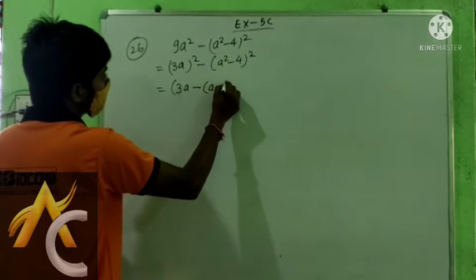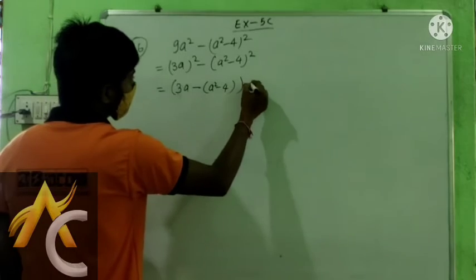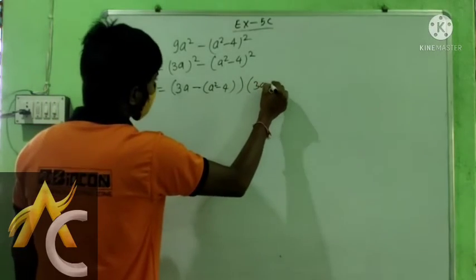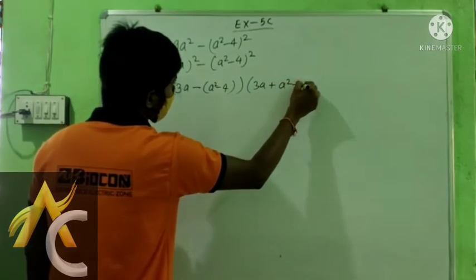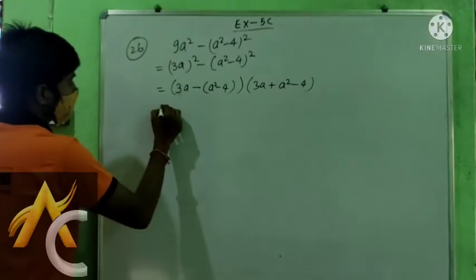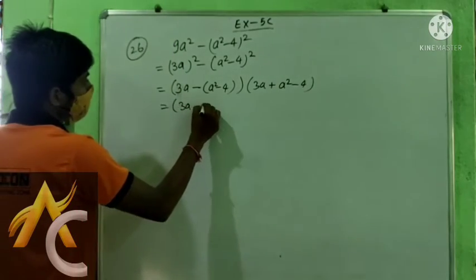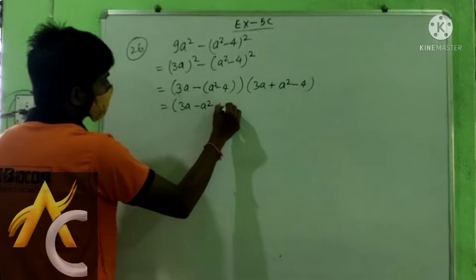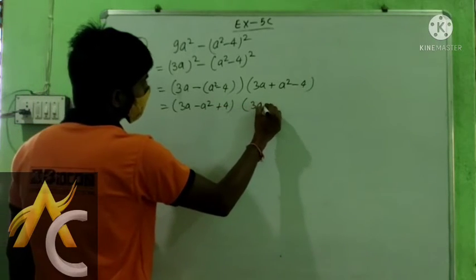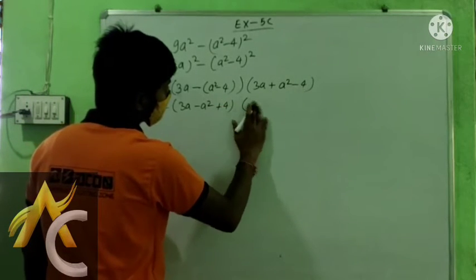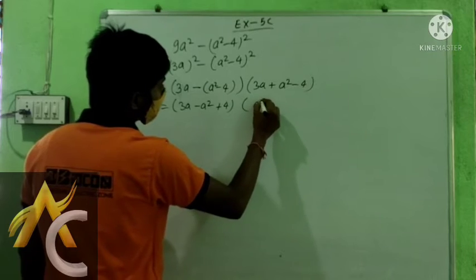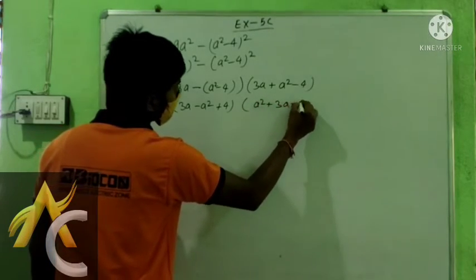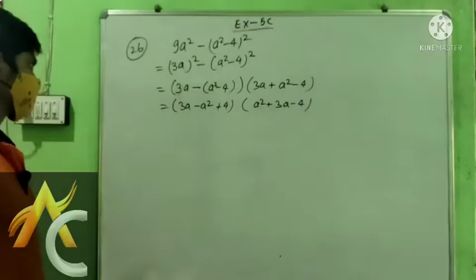minus (a square minus 4)) into (3a plus (a square minus 4)), which will be equal to (3a minus a square plus 4) into (a square plus 3a minus 4). Okay, got it?